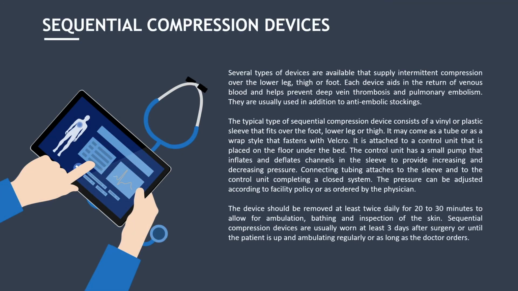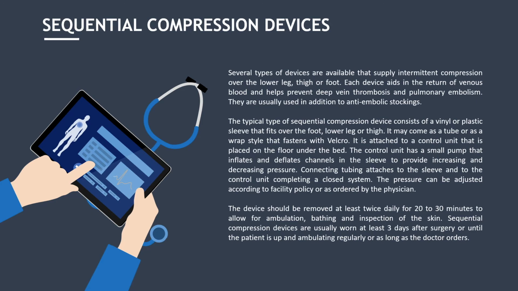Sequential compression devices. Several types of devices are available that supply intermittent compression over the lower leg, thigh, or foot. Each device aids in the return of venous blood and helps prevent deep vein thrombosis and pulmonary embolism. They are usually used in addition to anti-embolic stockings. The typical type of sequential compression device consists of a vinyl or plastic sleeve that fits over the foot, lower leg, or thigh. It may come as a tube or as a wrap style that fastens with Velcro.